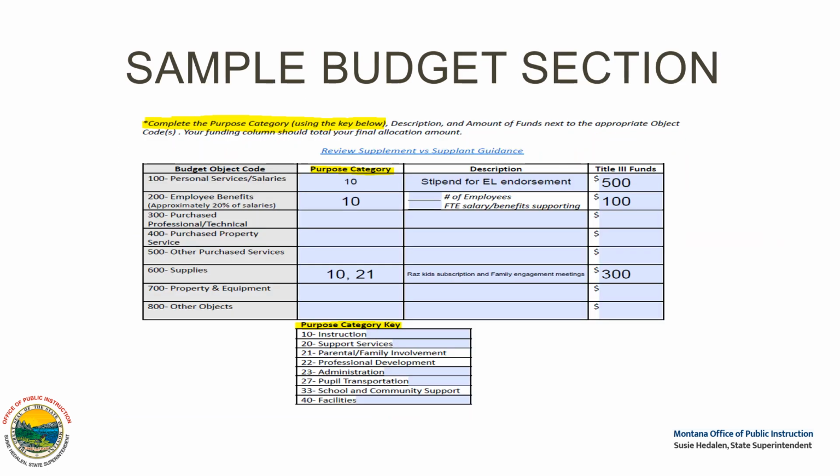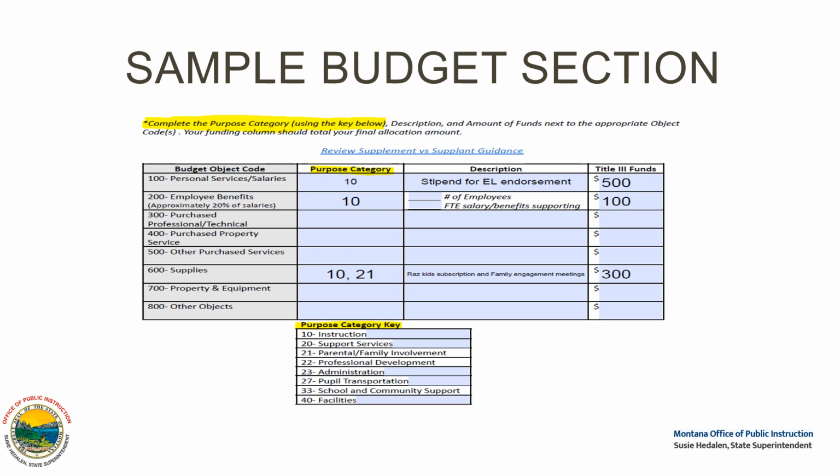Next is the budget section. I just based this off of the activities in the sample plan. Personal services and salaries. Purpose category is down below. I'm going to follow that key. It's instruction. Stipend for EL endorsement, I put down $500. And again, if there is anything for salaries, there has to be benefits. So I put $100. Purpose category is 10. It is still instruction.